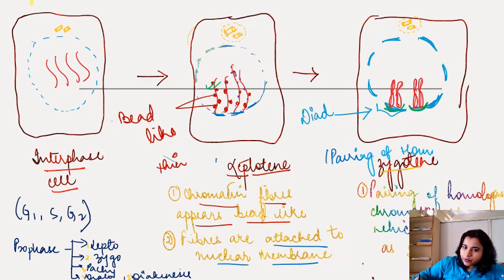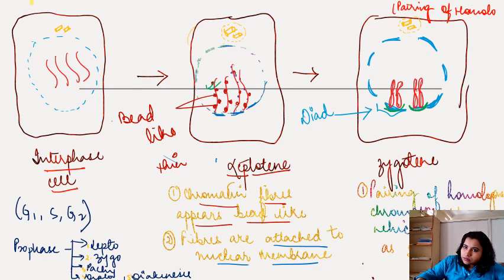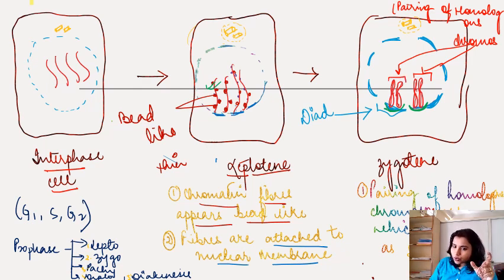Pairing of homologous chromosome. Where is this pairing of homologous chromosome taking place? Pairing of homologous chromosome is taking place in your zygote stage. So you can also write down here, pairing of homologous chromosome. You can see this is one pair, right? And another pair is this. So now you can see how the chromosome gets paired. That is what we call the pairing of homologous chromosome.